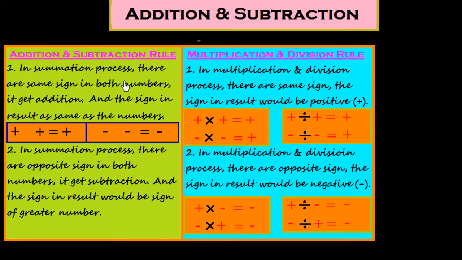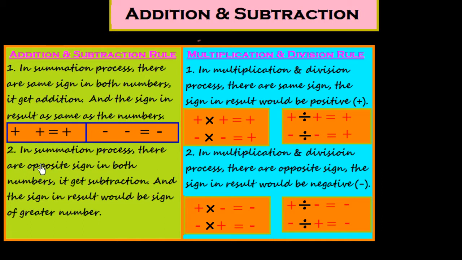In the summation process, if there is the same sign in both the numbers, we get addition, and the sign in the result is the same as the numbers. If we have to add two numbers having the same sign, then the operation would be addition, and the sign would be that of the numbers. If both have the positive sign, the sign would be plus in the result, and if both have the negative sign, the sign would be minus in the result.